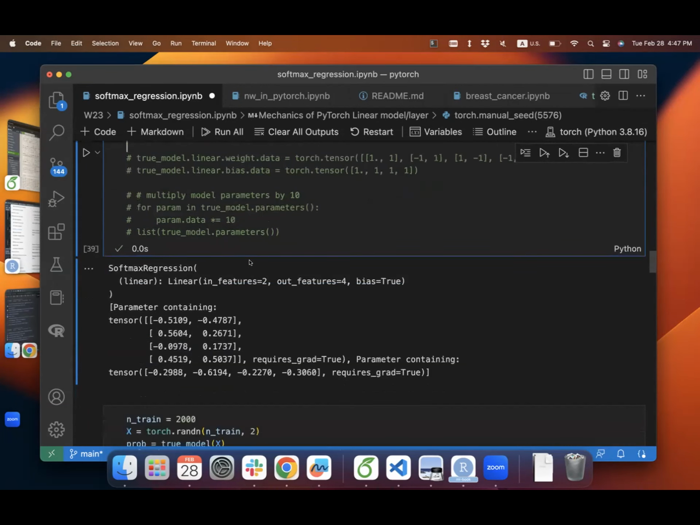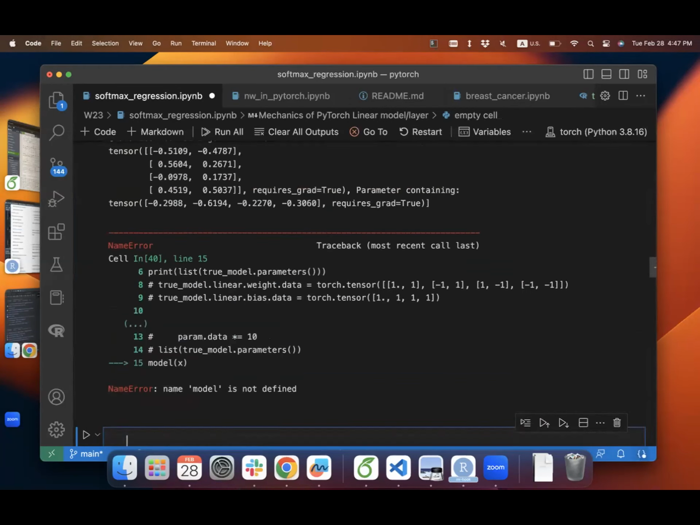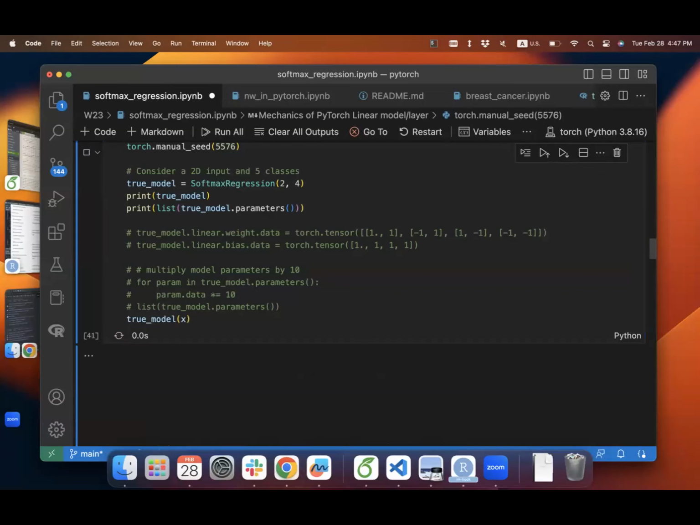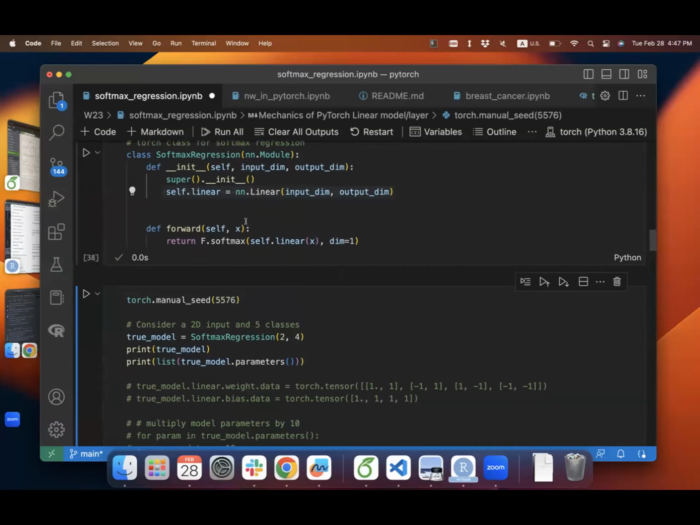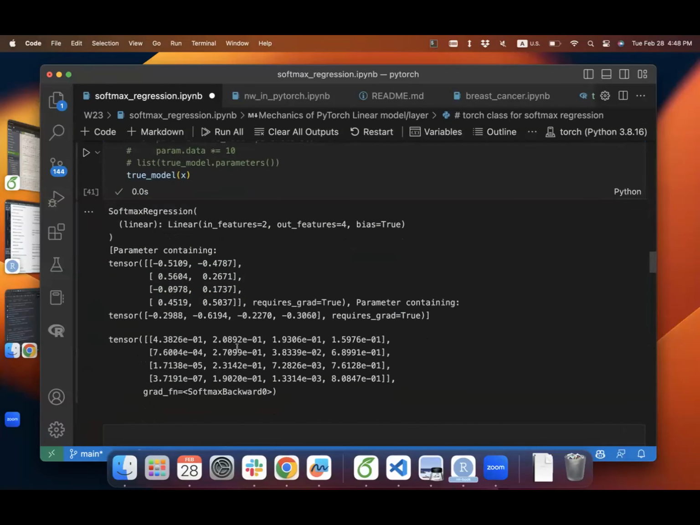And then how do I apply it to data? I can apply the model. Let's see if this works. True model. Okay, so if I apply the true model to X, you can see it applies it. When you apply the true model to X, it just calls this function with the model as its first argument and X as the second argument. So this would be model.linear, the linear layer of the model, which includes its parameters, applied to X, and then apply softmax, so it produces a result.